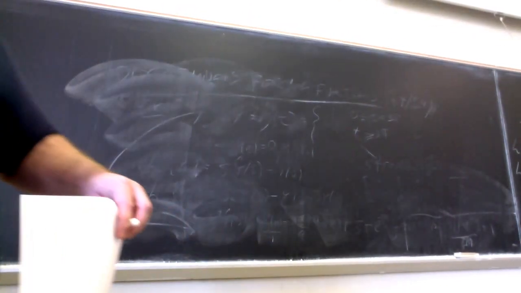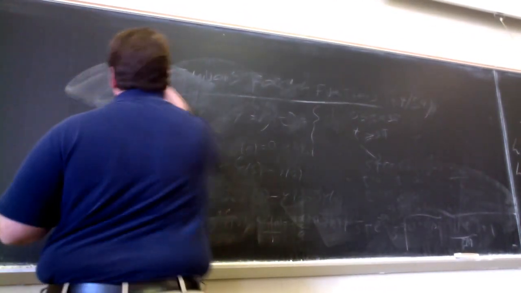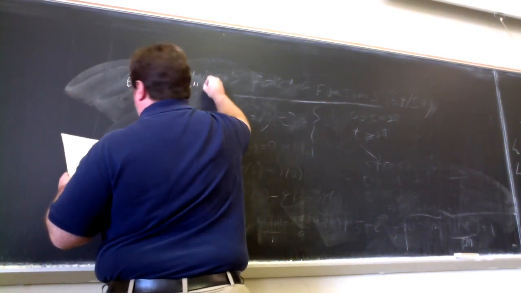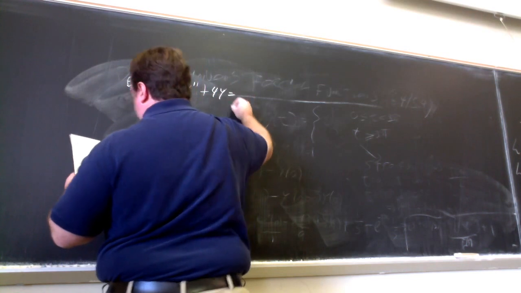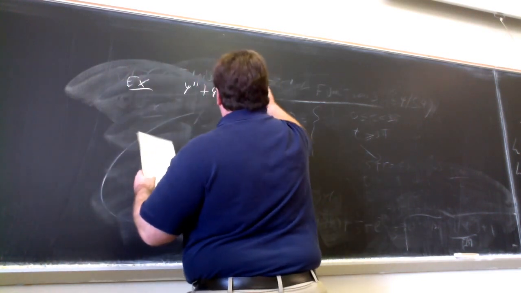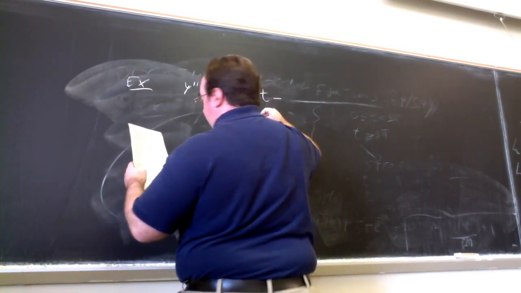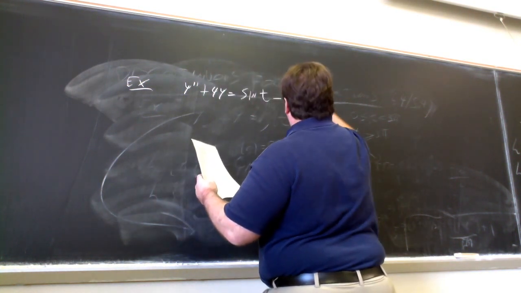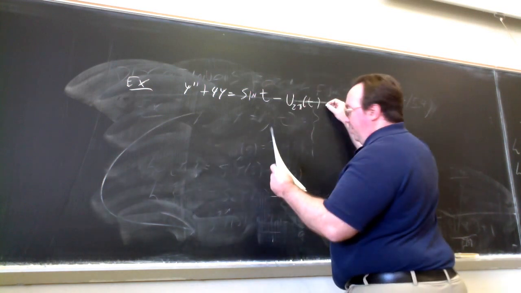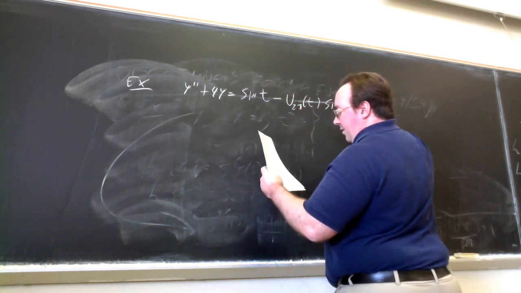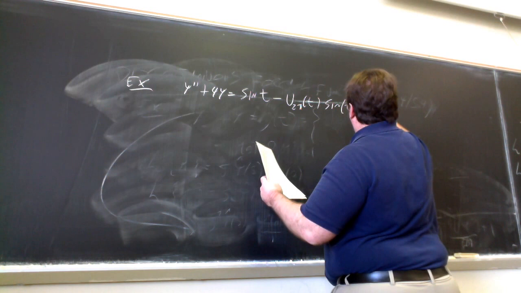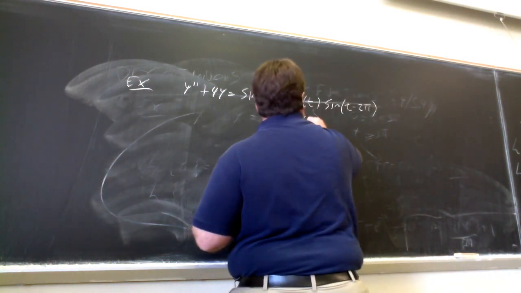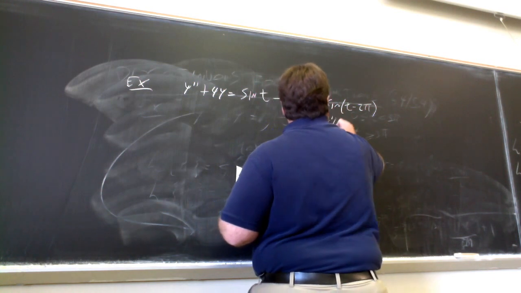So for our second example, we have y double prime plus 4y is equal to sine t. And here, we already have a step function definition, so you don't do the turning on and off stuff. And then the initial conditions will both be 0.